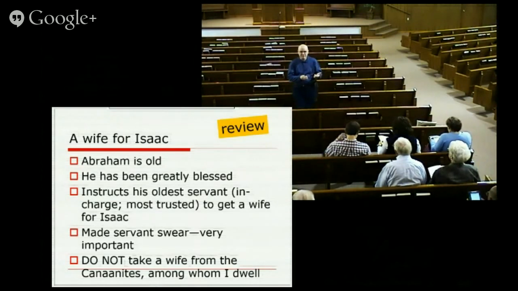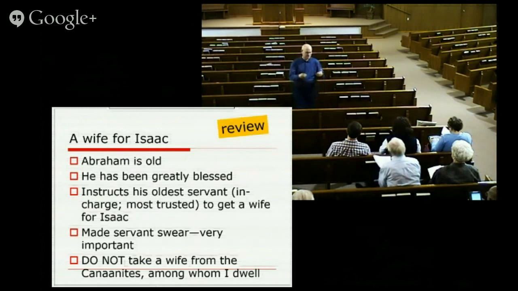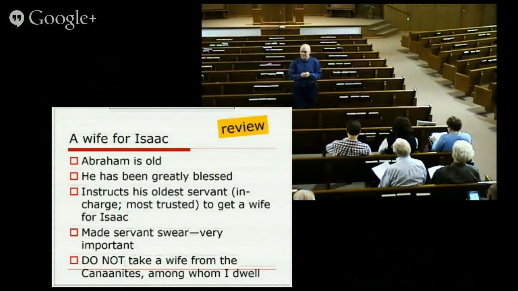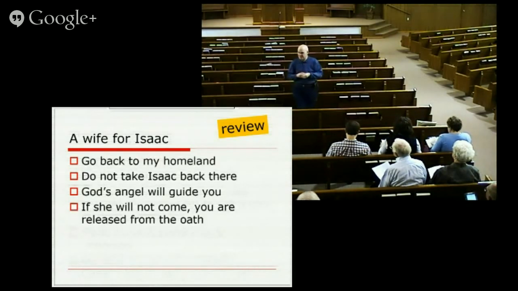And last lesson, Abraham got very old. Sarah's died. He's old, and he is concerned about a wife for Isaac. So he calls in his most trusted servant and has him swear. It's very important to Abraham that he does two things. Number one is that he not get a wife for Isaac from the people around him there. And secondly is that he not take Isaac back to the homeland. The servant goes back to the homeland himself to find a wife for Isaac.